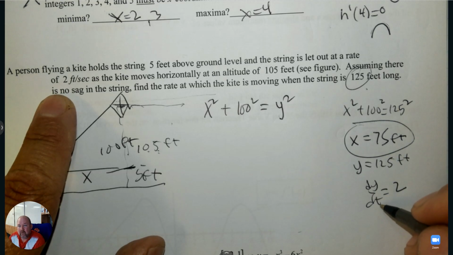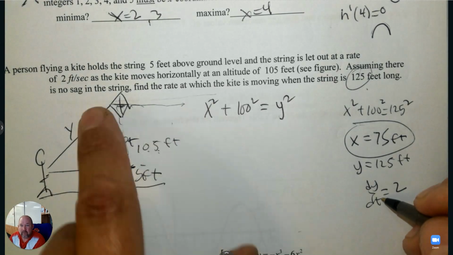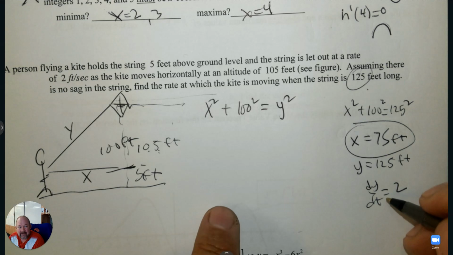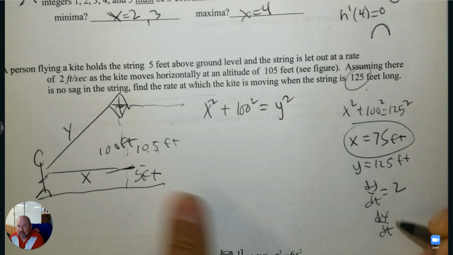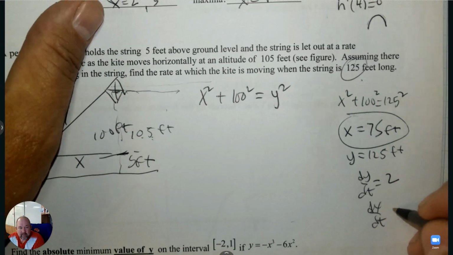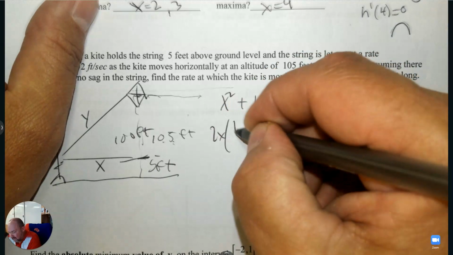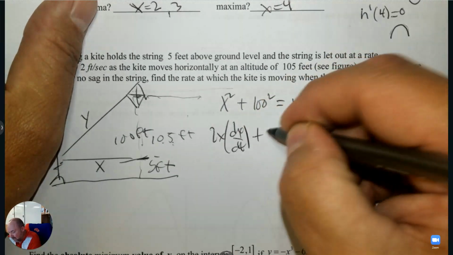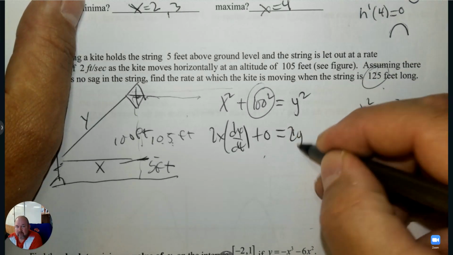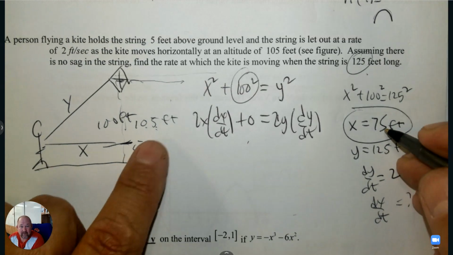I want to know the rate that the kite is moving. So the kite is moving where x is, right? It's moving in that direction. So we're going to call that x. So dx by dt is how fast the kite is moving to the right, and that's what I'm looking for. So I'm going to take the derivative with respect to time and then plug in. The good news is the derivative of this is just 0. And again, this is 2y and then dy by dt. And then plug in. So the x coordinate is 75.